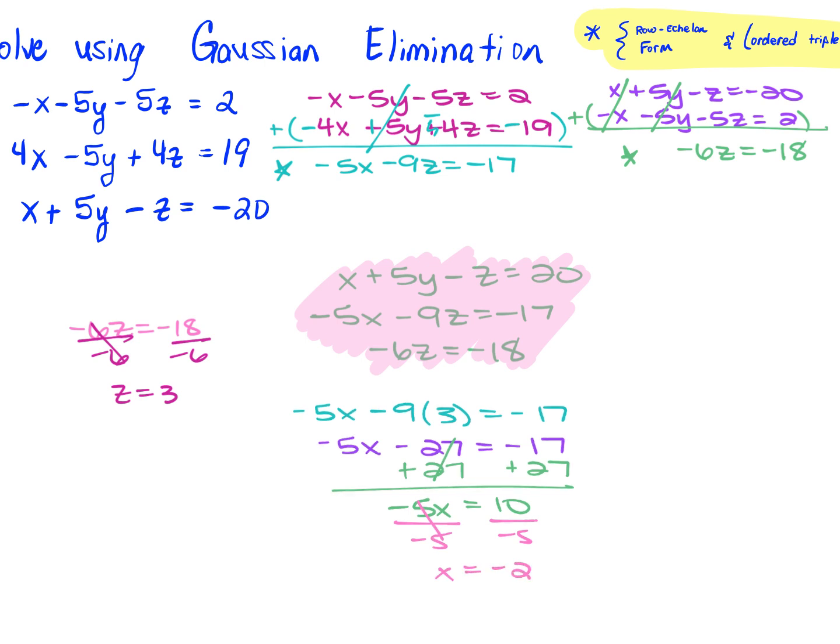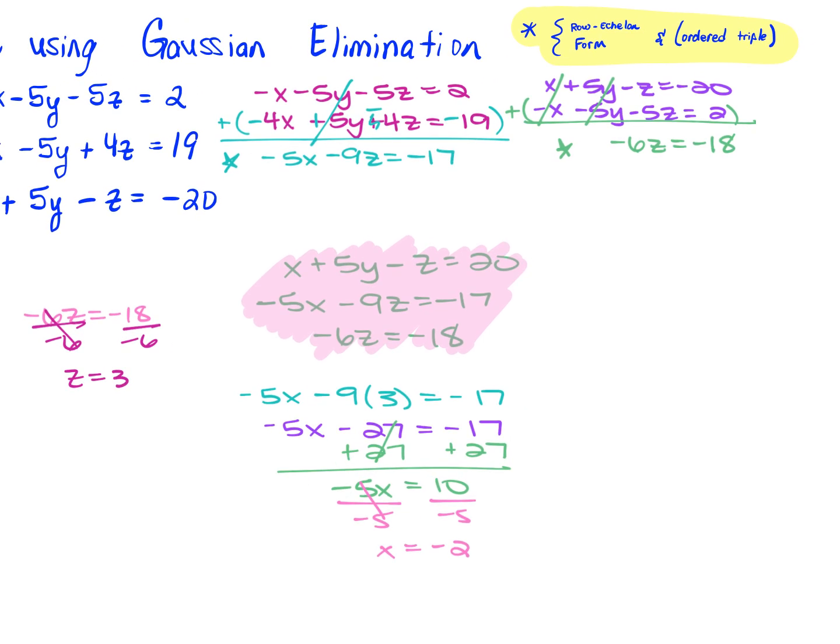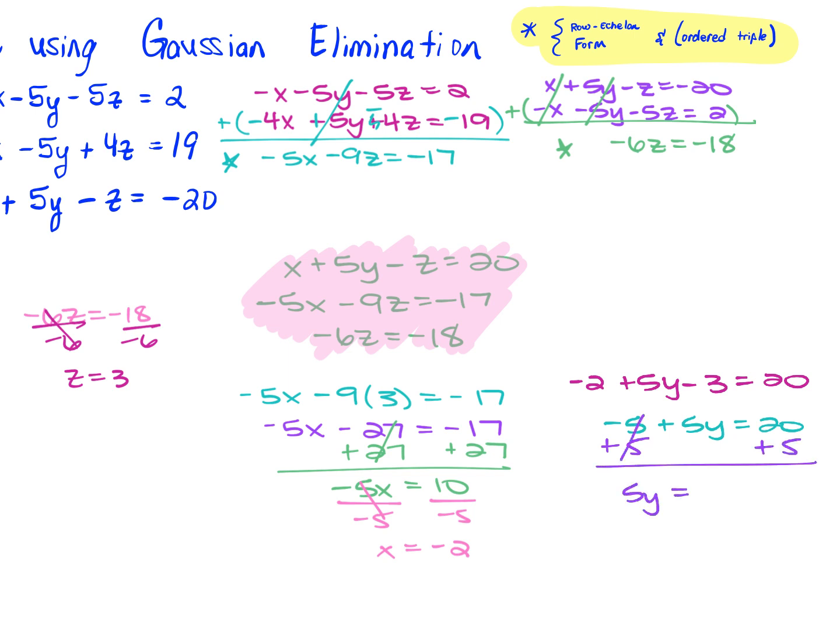Now that you have an x and a z, solve for y. Use the top equation. You're going to have negative 2 plus 5 times y minus 3 is equal to 20. The negative 2 minus 3 is negative 5. We add that over. That's 5y is equal to 25. Then divide each side by the 5. And you get that y is 5.